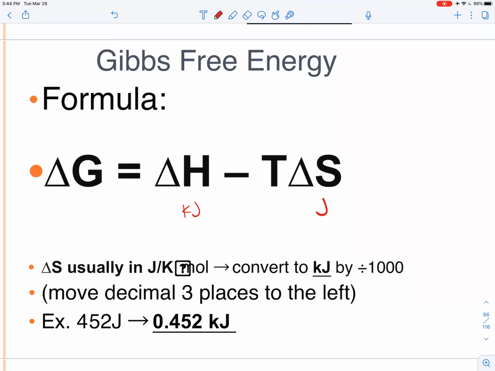We've done delta H and delta S already. Delta H is usually in kilojoules, whereas delta S is written in joules. Because of that, we do have to convert to kilojoules, and the easiest way to do that is simply dividing by 1,000. So here's an example down here. If you've got 452 joules, you want to divide by 1,000 to get 0.452 kilojoules. This only applies to your delta S value.